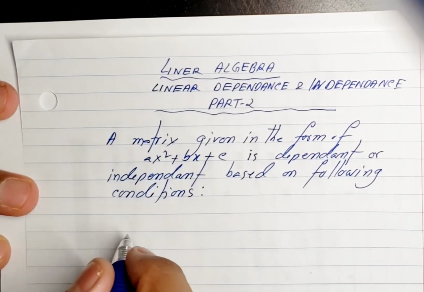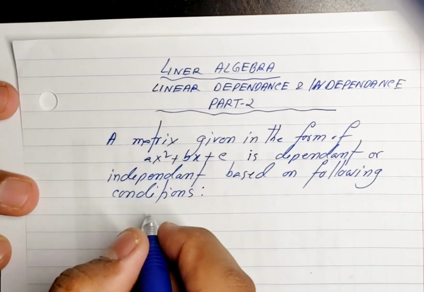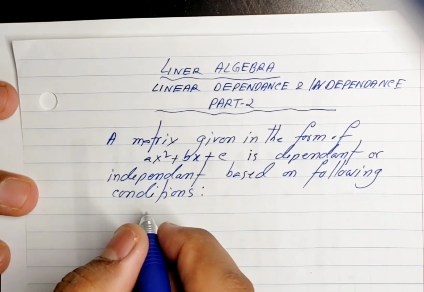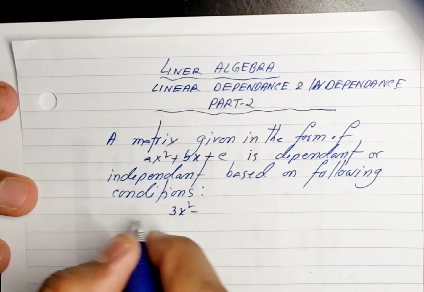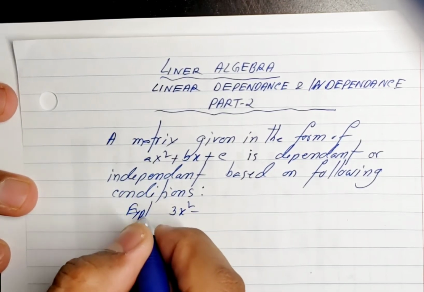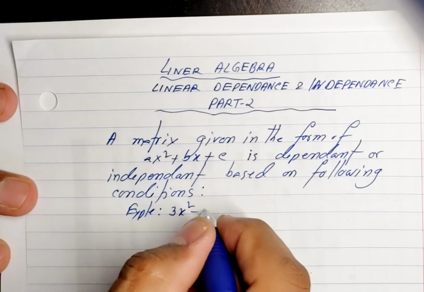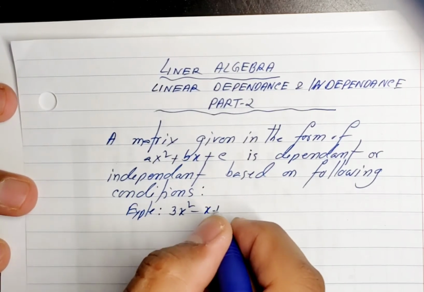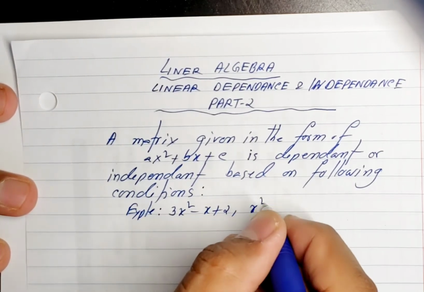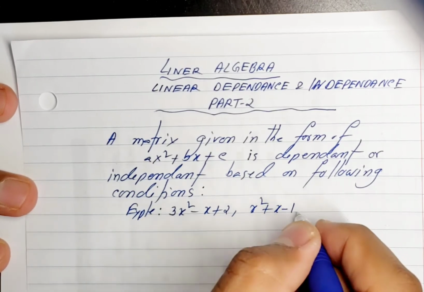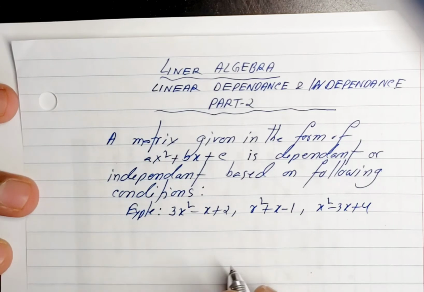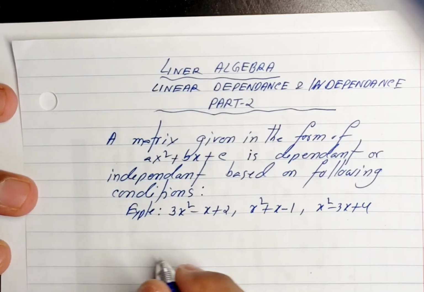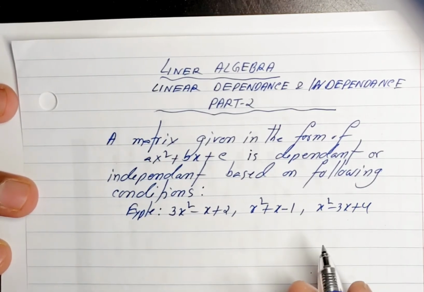For example, suppose you have been given 3x squared minus x plus 2, and you have x squared plus x minus 1, and x squared minus 3x plus 4. So these are the three polynomials given to you to identify if they are linearly dependent or independent.